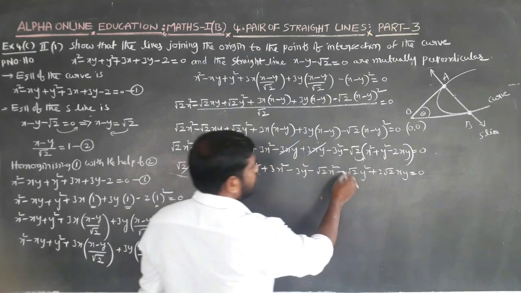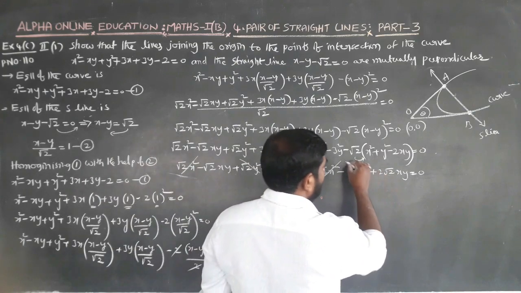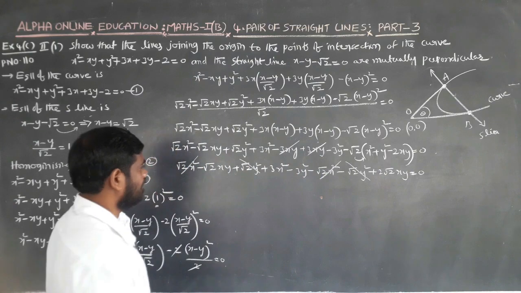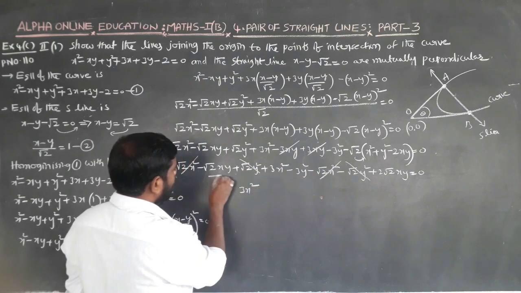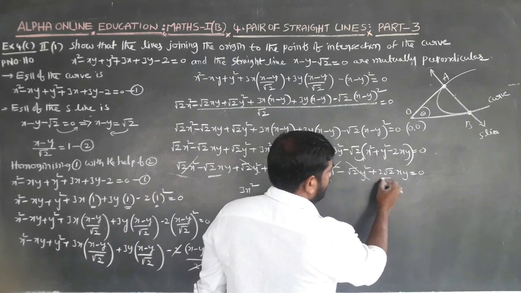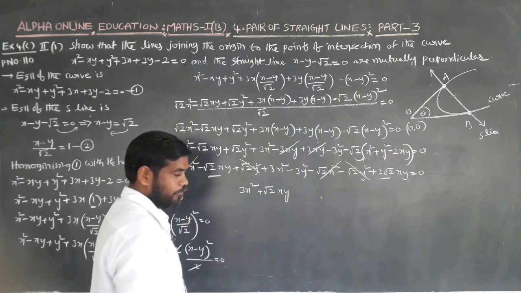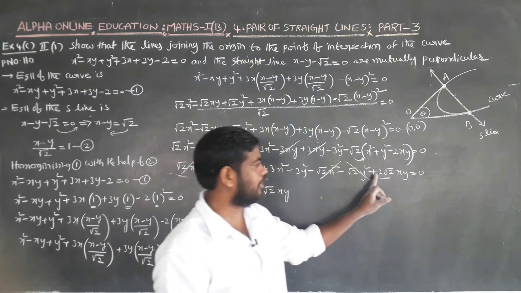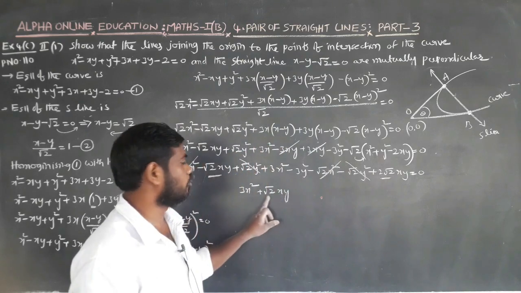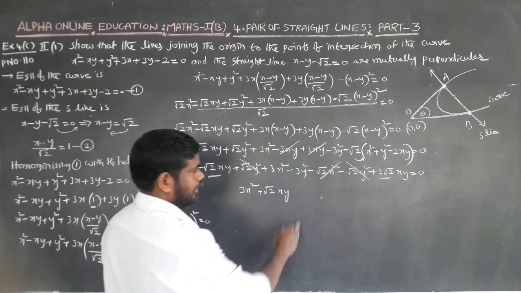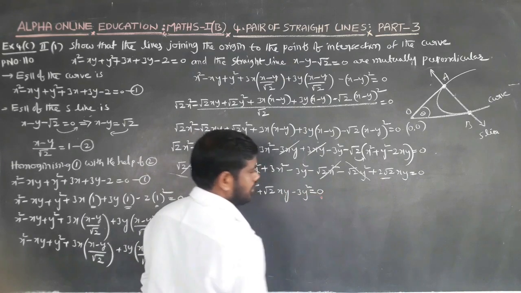Root 2x square cancels, root 2y square cancels. The remaining value is 3x square plus 3y square, with the xy terms combining to give plus 1 root 2xy, is equal to 0.